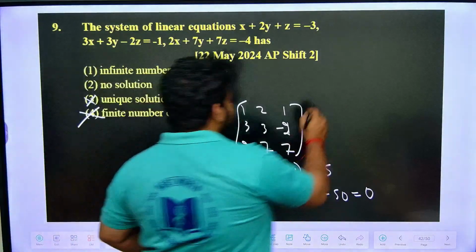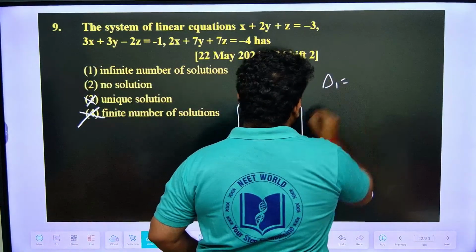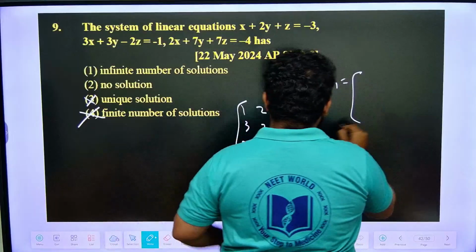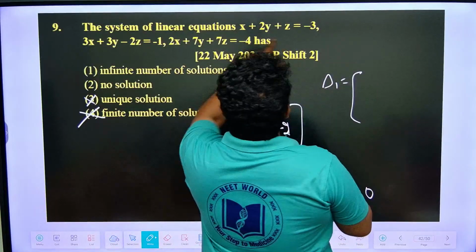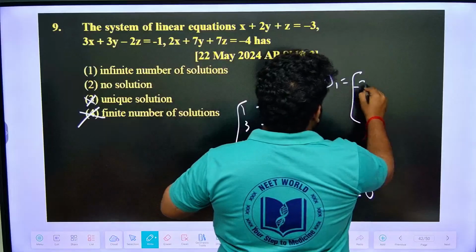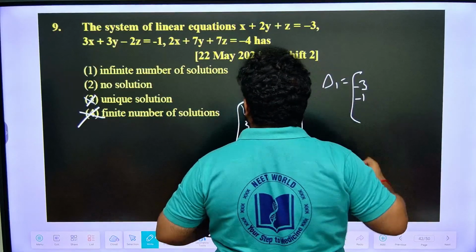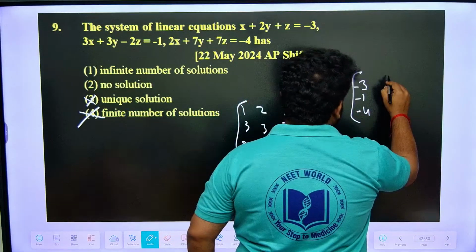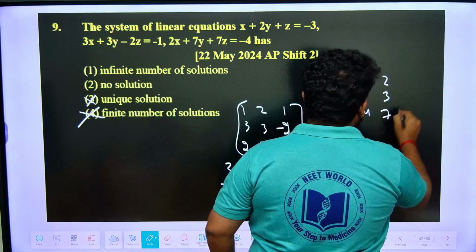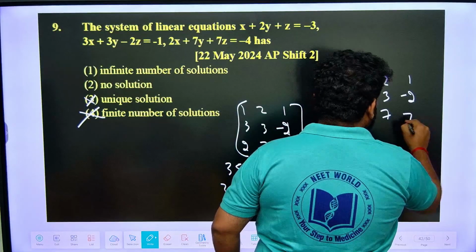So let us find delta 1. Delta 1 means what should I do here? Instead of the first column, what should I write? Minus 3, minus 3, minus 1, minus 4. So this will become 2, 3, 7, 1, minus 2, 7.